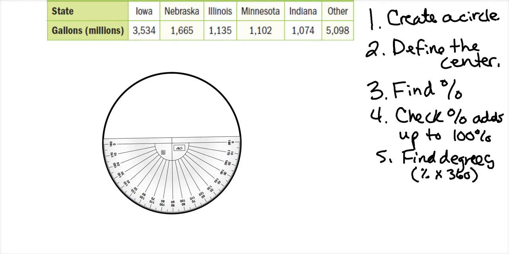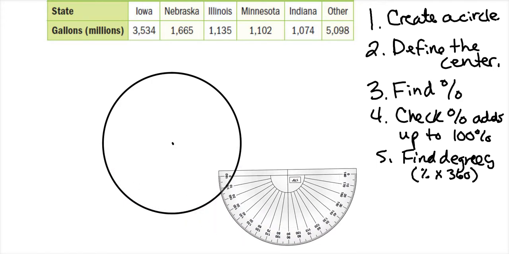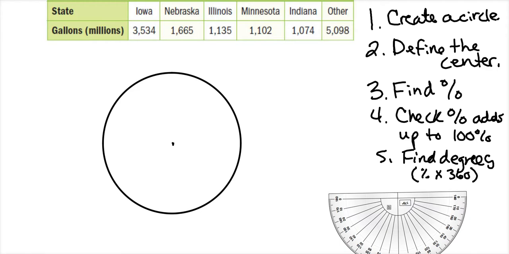All right. So first, make your circle. Okay, now we need to define the center, and it's right there. I just put my dot on it. I'm going to try to do it again, right about there, if it'll let me. I'll get it here in a second. Let me get the protractor out of the way. Okay, there's my center. Now we need to go through and find all the percents.